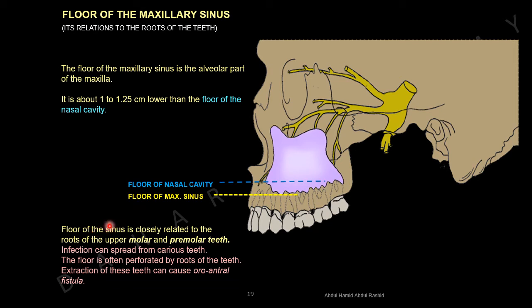So the floor of the sinus is closely related to the roots of the upper molar and premolar teeth. Therefore, infection can spread from carious teeth. The floor is often perforated by roots of the teeth. Extraction of these teeth can cause oroantral fistula.